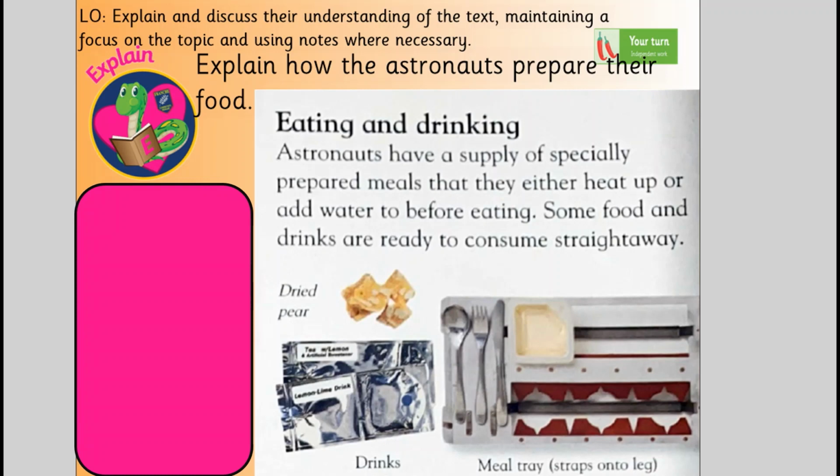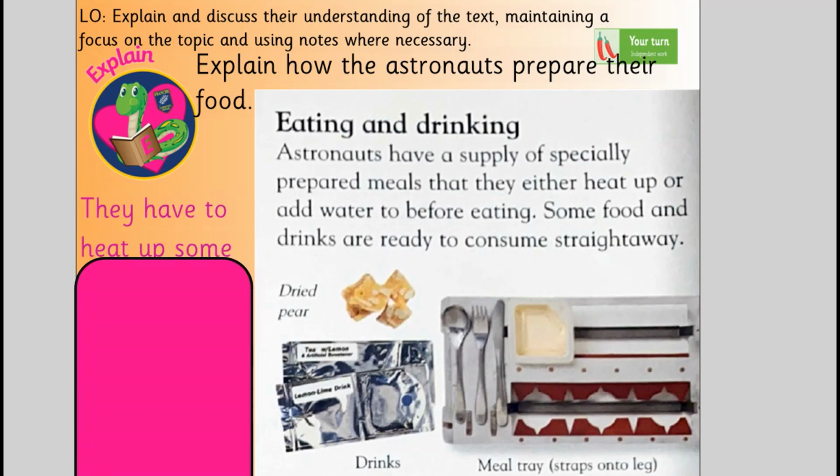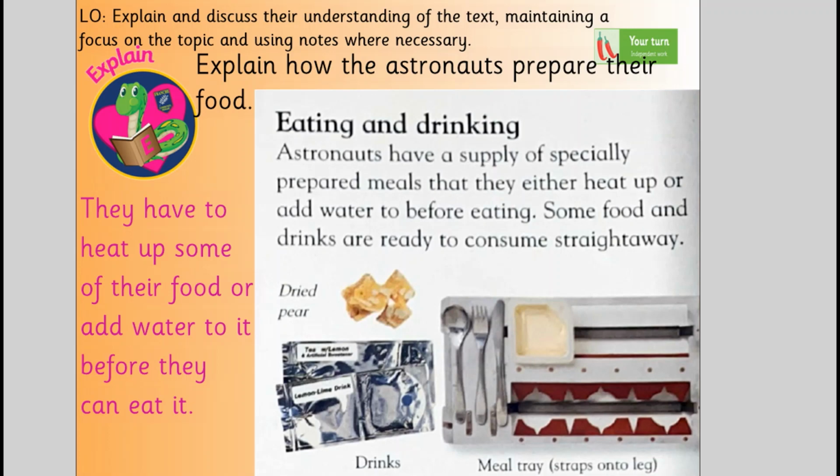Okay, so now it's time to check through your answer. So this is my summary of what I'd expect you to put. I've said they have to heat up some of their food or add water to it before they can eat it. So obviously some of their food they can eat straight away, but preparing their food specifically, some of it has to be heated up or added water to it. So before they eat their food, astronauts might have to prepare it by heating it up or adding water to it. Hopefully you've got that answer written down and let's carry on reading Cosmic.